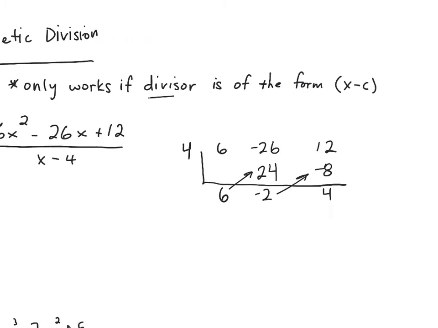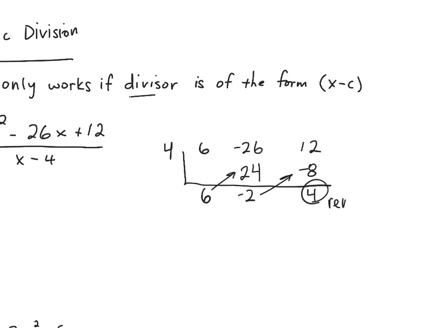The last number is always the remainder. These values here are your quotient. So 6x minus 2, and if you work your way backwards, this is a constant, and then the number next to it is an x to the first term, and if there was a number here, that would be an x squared term. If there was a number here, that would be an x to the third term. So you can work your way backwards there, and these are just coefficients of a quotient.